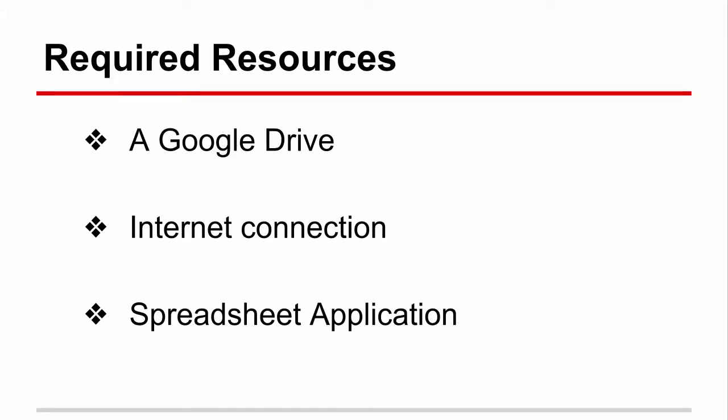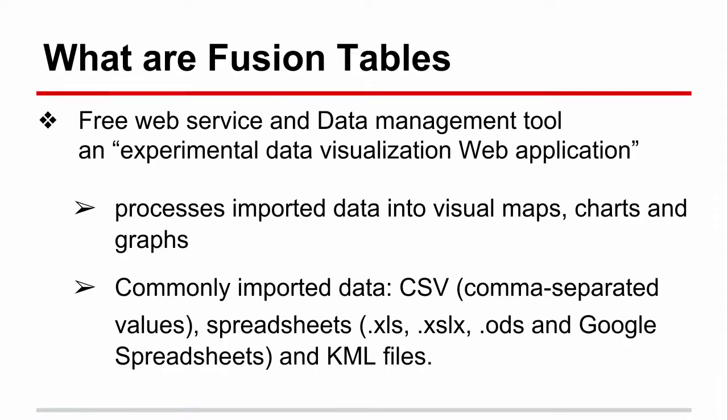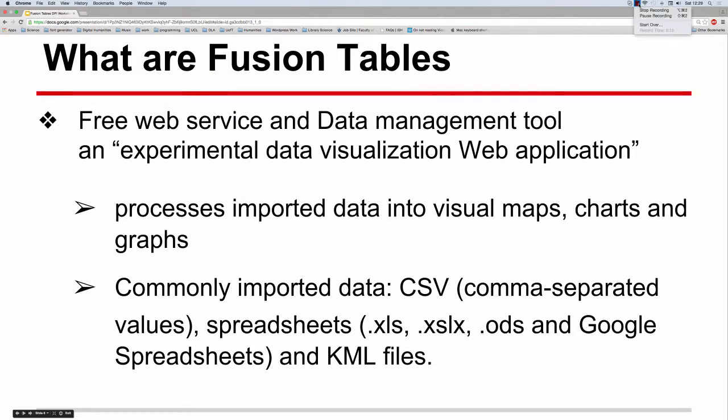The resources that are required to use Fusion Tables is an internet connection, a Google Drive account, and a spreadsheet application, just to get started. What are Fusion Tables? Fusion Tables are a free web service data management tool, or in Google terms, an experimental data visualization web application that processes imported data into visual maps, charts, and graphs to offer alternative ways of visualizing your data. The data is gathered into a spreadsheet, CSV, comma-separated values, Excel sheets, and KML files that are later used to generate suitable infographics.